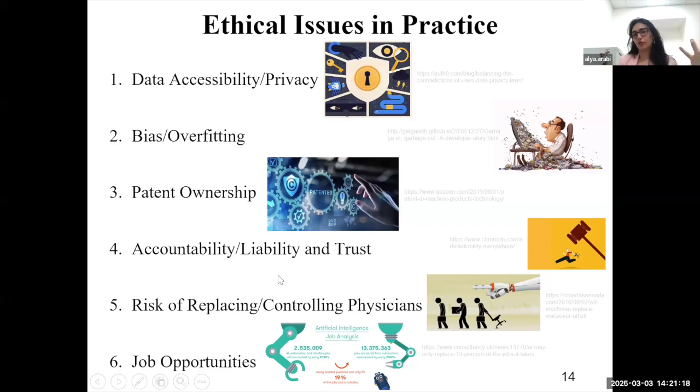Accountability and liability. So for example, when AI is doing a surgery, does it have a license to do a surgery? If it makes a mistake, what happens? Risk of replacing and controlling. For example, maybe AI can develop itself to a very advanced stage where it can overrule what humans would like to choose. And last but not least, job opportunities.